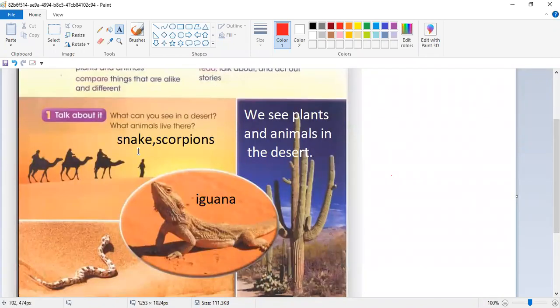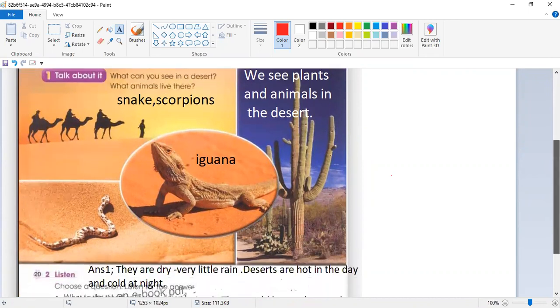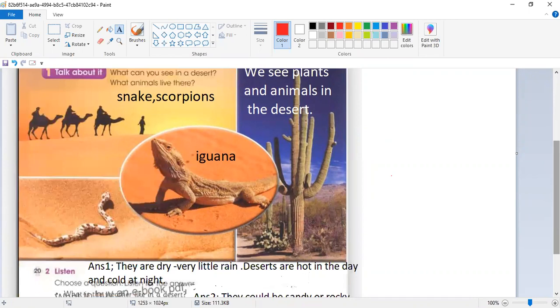Here is a question: what animals live there? We put some examples here. There are some famous animals that are called desert animals. Among them are snakes, scorpions, and this is a desert iguana. This lizard is called an iguana. There are some other animals that live in the deserts, for example the Komodo dragon. That is also a big lizard that lives in the desert.